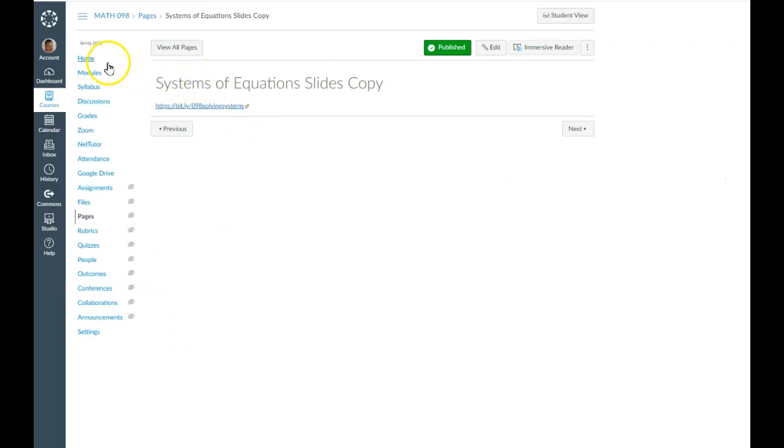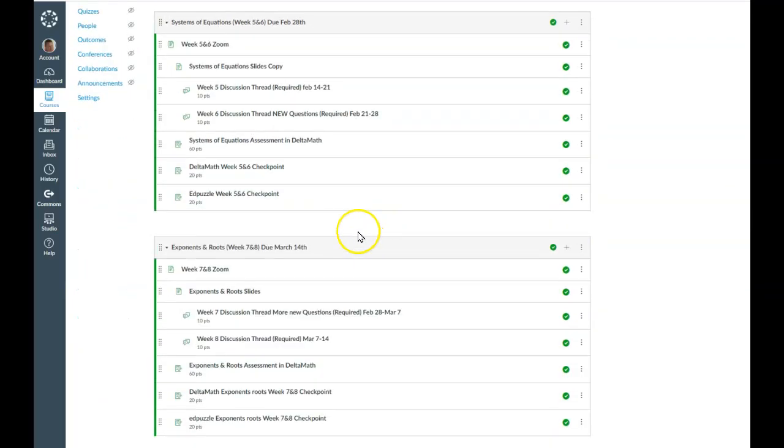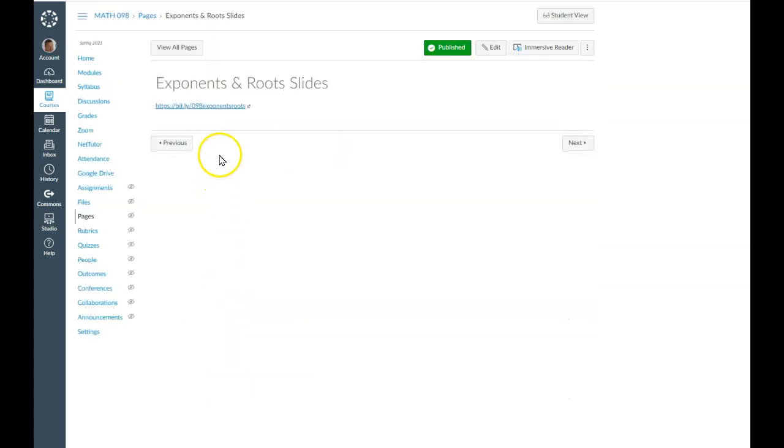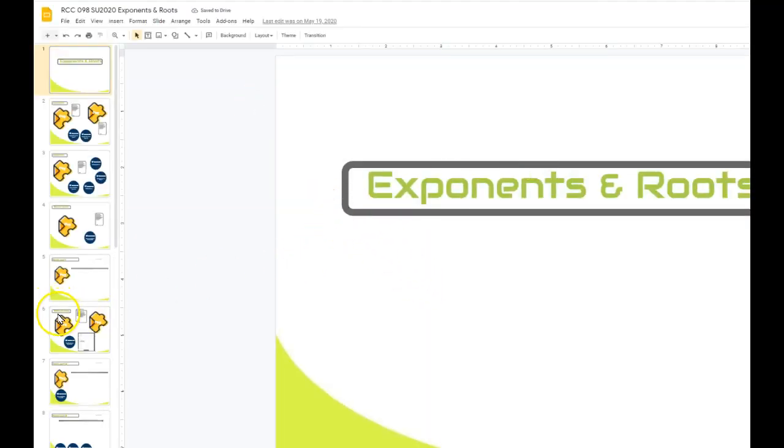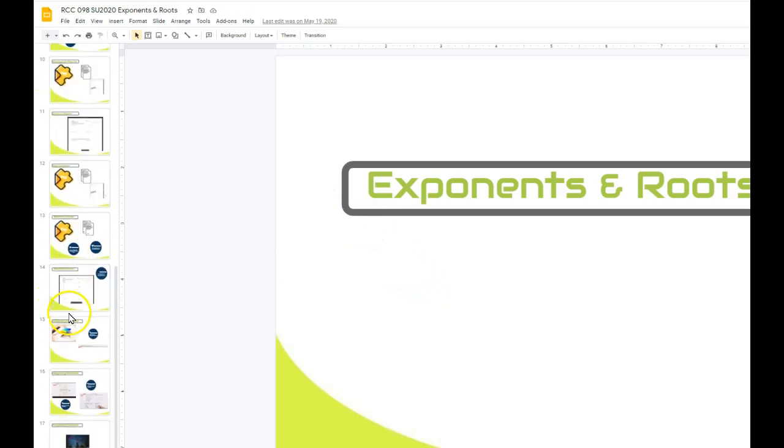You should be working on, if we go to modules, taking a look at our dates, by the end of this week, exponents and roots. Exponents and roots should be done by the end of this week. Now, if you don't get them done by the end of next week, that's okay too. But make sure that you are getting this accomplished, by the end of this week or sometime in next week.